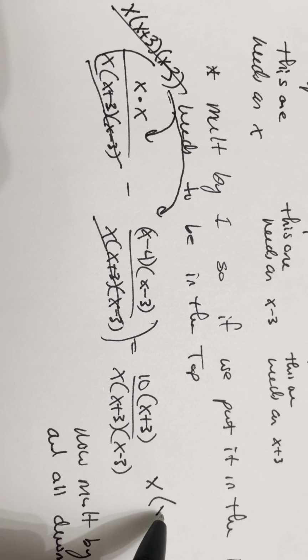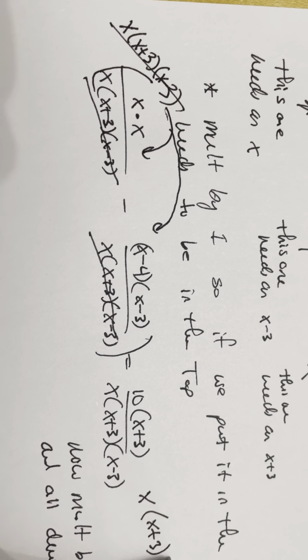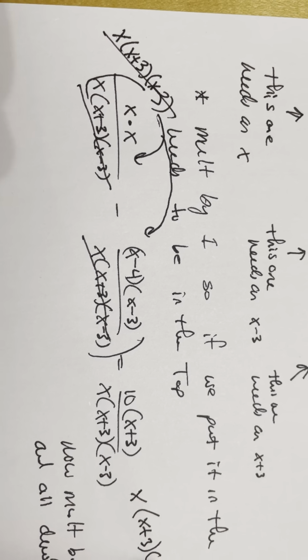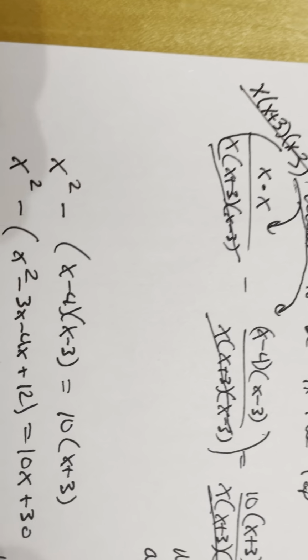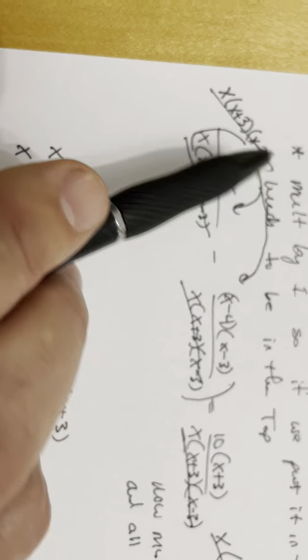Now you also have to do it on the other side. What you do to the left, you've got to do to the right. So that's the multiplication property of equality. You have that denominator getting canceled out, so you're left with x times x, which is x squared. You have the subtraction; we've got to deal with that in a minute. Then you have the x minus 4 times x minus 3, and then the 10 times the x plus 3.